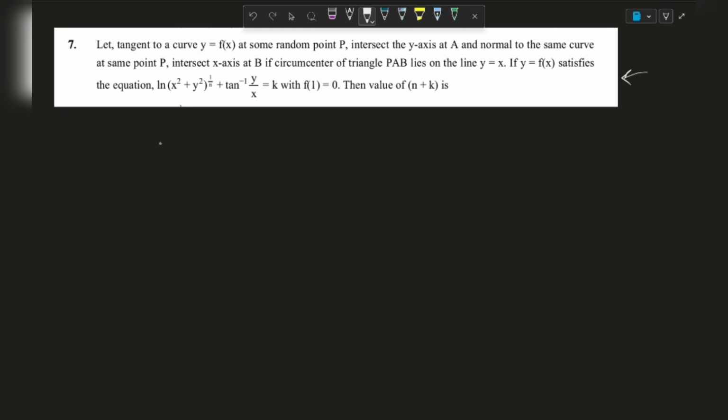So basically we have a tangent to a curve y equal to f of x at some random point P which intersects the y-axis, and the normal intersects the x-axis. Then we are told that the circumcenter of this triangle PAB lies on the line y equal to x. So our target is to find out what these points A and B are so that we can find out the circumcenter.